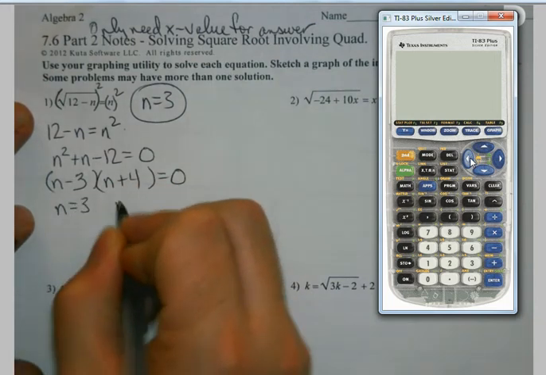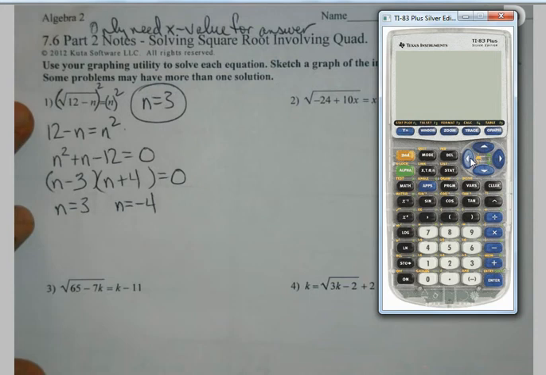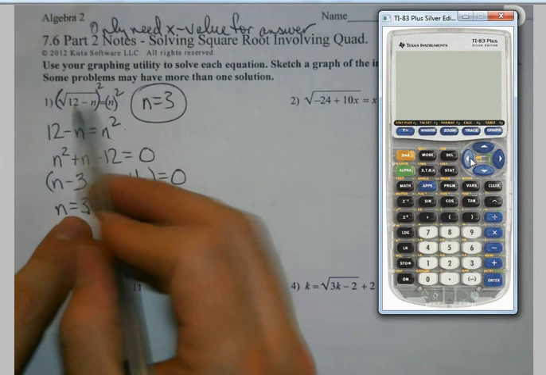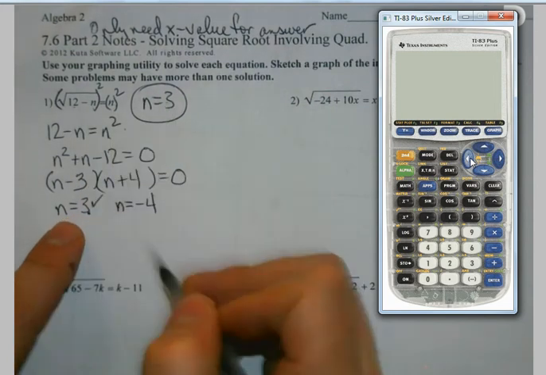And you're like, but wait a minute. I thought you said there was one answer. I just got 2. Here's the other kicker about doing it algebraically. You have to check your answers, because you may get 0 answers. You may get 1. You may get 2. You don't know. Well, we already plugged in 3. We know that works. So check.